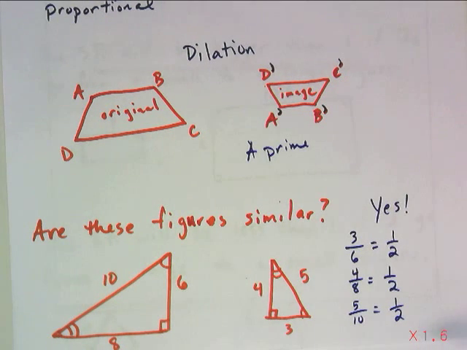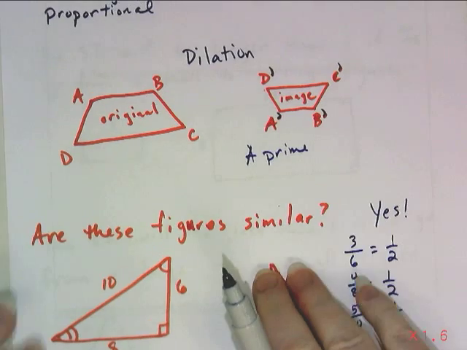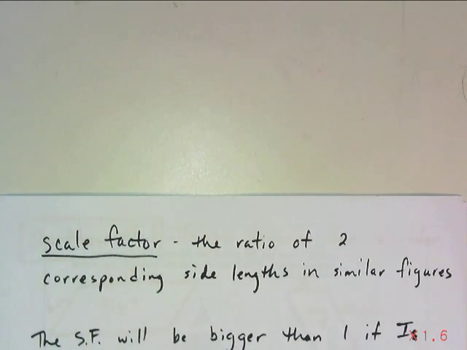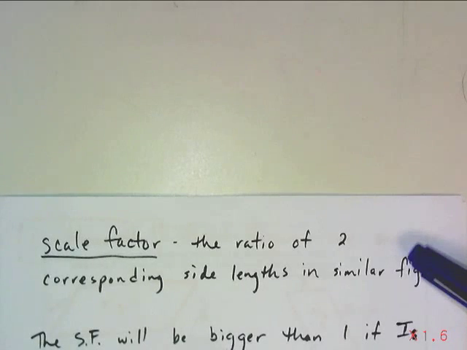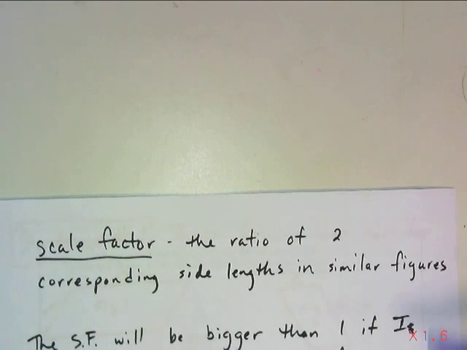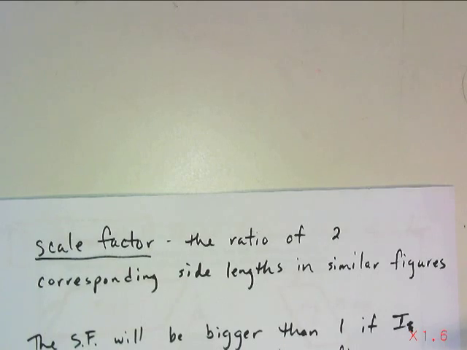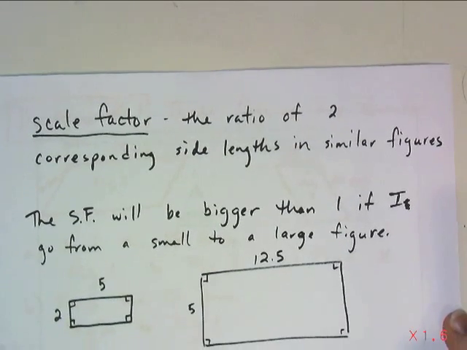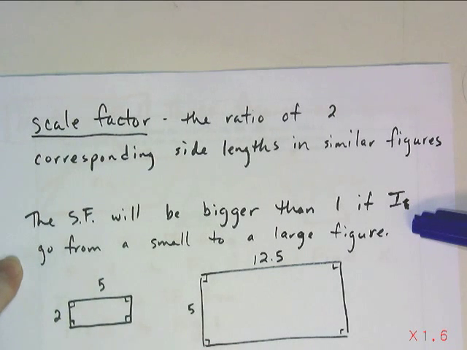When I'm creating these ratios of corresponding side lengths, I am creating the scale factor, right? Scale factor, by definition, is the ratio of two corresponding side lengths in similar figures. Now, you probably think of it as the multiplier, how many times bigger the figure has gotten. Those are some informal ways of describing it, but this is the technical definition. Please write that down.